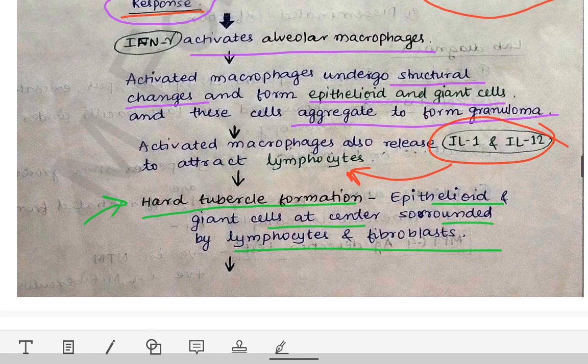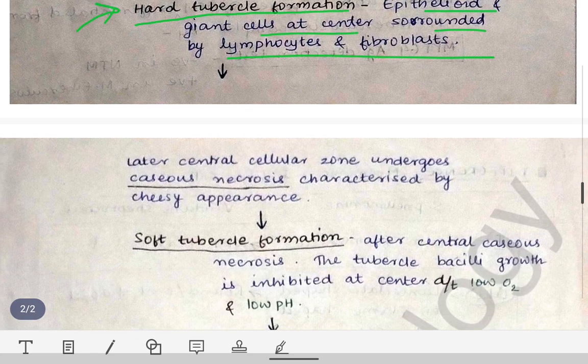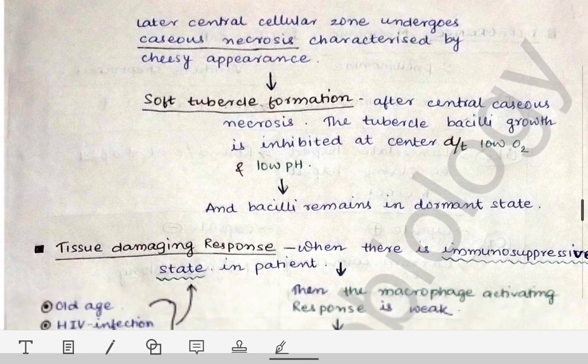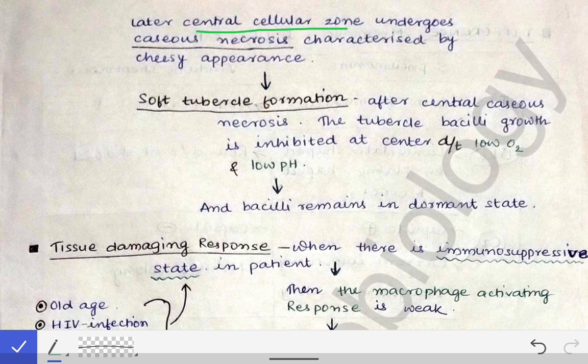So still we are continuing the macrophage activating response. After the formation of the hard tubercle, what happens later on? The central cellular zone, which is formed by these epithelioid and giant cells, undergoes caseous necrosis, which is characterized by a cheesy appearance. Now, you all remember how that caseous necrosis is formed in pathology. So initially there was no necrosis. It was formed only after the hard tubercle had formed.